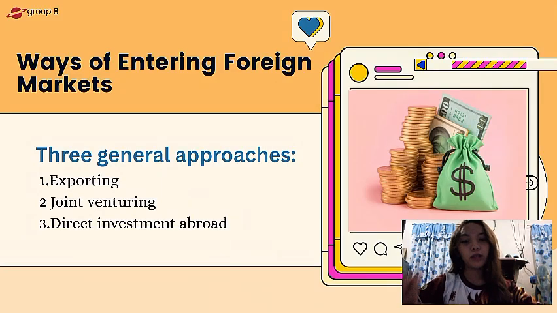Now I'm going to tackle ways of entering foreign markets. When businesses expand internationally, they have to decide how to enter foreign markets. Each method comes with different levels of involvement, control, and risk. So let's explore the three main approaches: exporting, joint venturing, and direct investment.